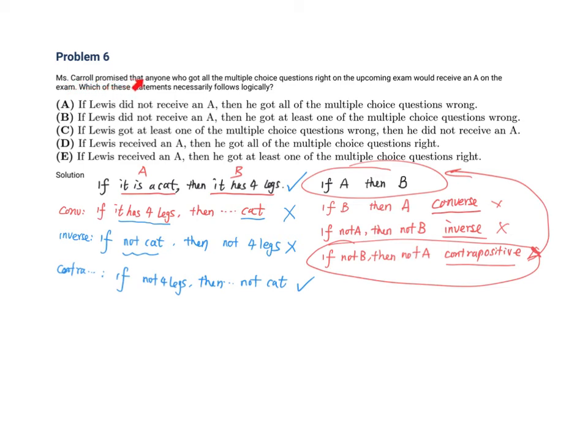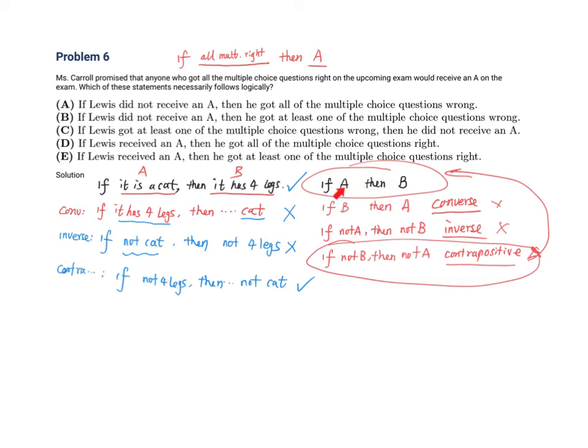Mrs. Carroll promised that anyone who got all the multiple choice questions right on the upcoming exam would receive an A on the exam. So the first thing that you want to do is to try to write it into an if-then statement. So this is the same as saying if you get all multiple choice right, then you are going to get an A. Which one of the following necessarily follows? That means it must be true. If this is true, which one of the following is true?